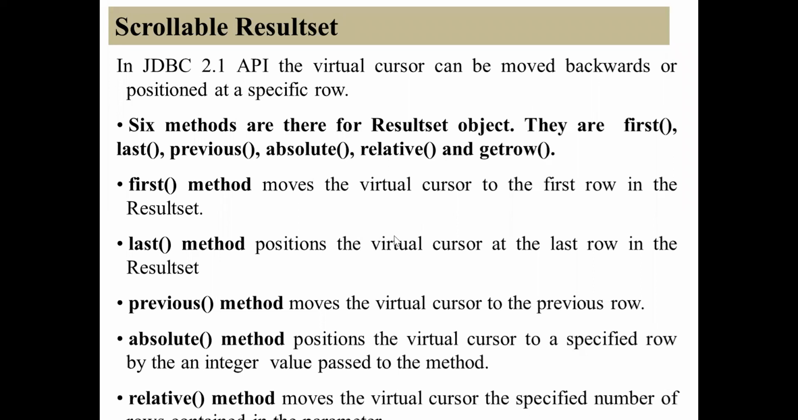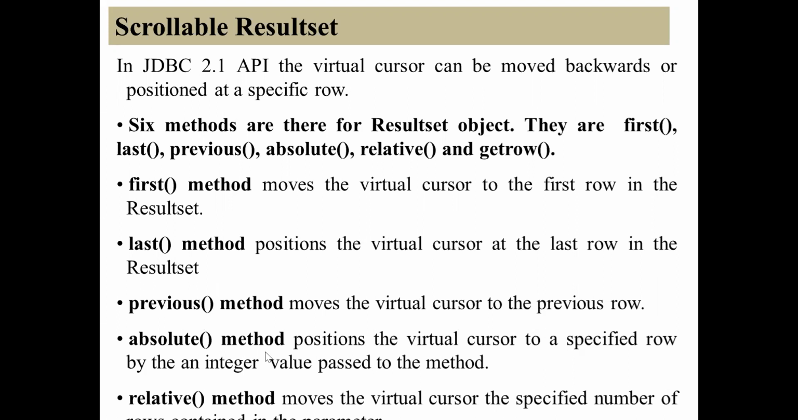So you can go one by one. What is the first method? With the first method, we can move the virtual cursor to the first row of the result set. It means that the virtual cursor moves to the first row of the result set. At the same time, the last method positions the virtual cursor at the last row in the result set. The previous method moves the virtual cursor to the previous row.